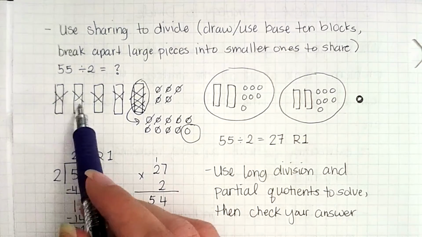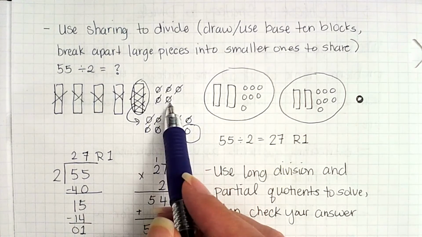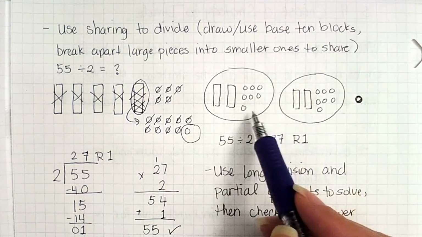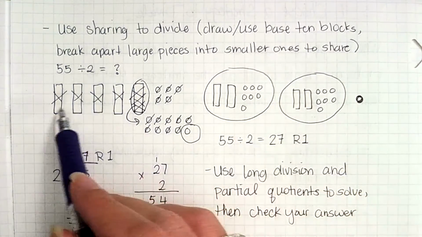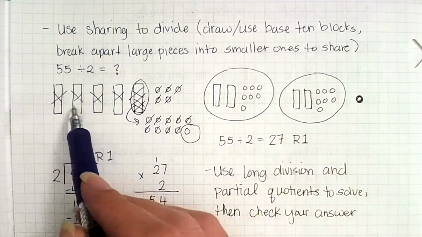So I drew my 10, 20, 30, 40, 50, 1, 2, 3, 4, 5. There's my 55, and I needed to put them into 2 groups. So I drew my 2 groups over here. So I know I can't divide 5 equally into 2 groups, but I can divide 4 equally.